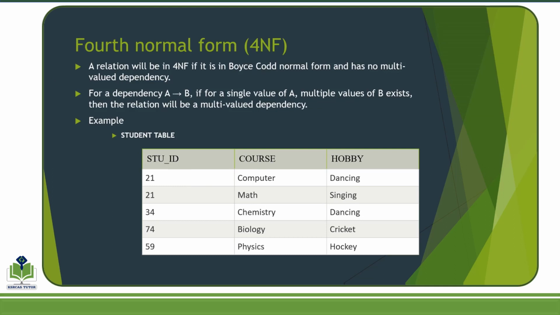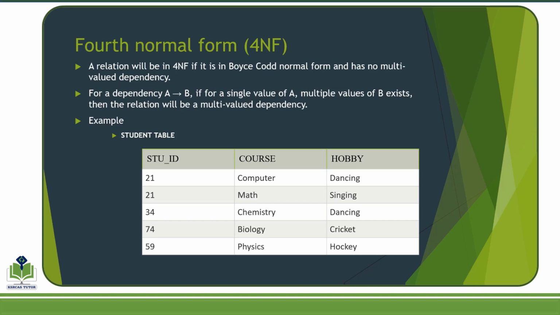So the next normal form is fourth normal form. In fourth normal form, the condition is the table or the database should be in Boyce-Codd normal form, and it should not have any multi-valued dependencies, which means a relation will be in fourth normal form if it is in Boyce-Codd normal form and has no multi-valued dependencies.